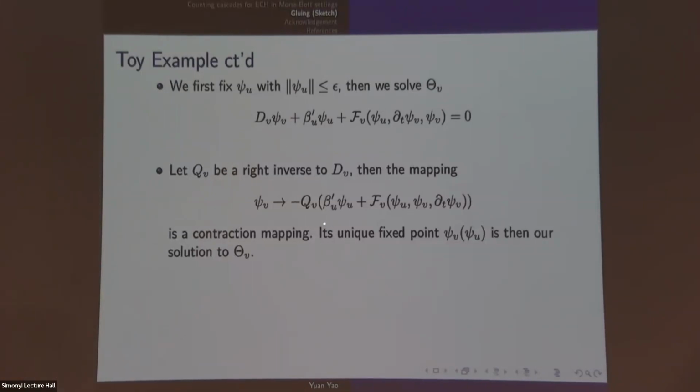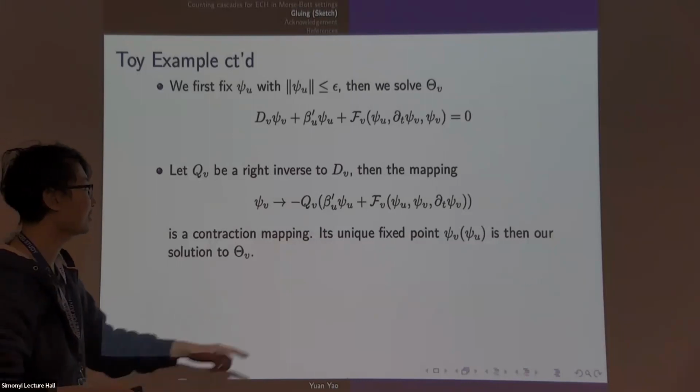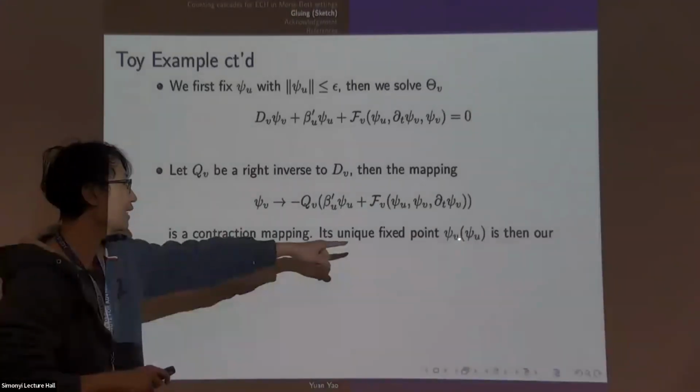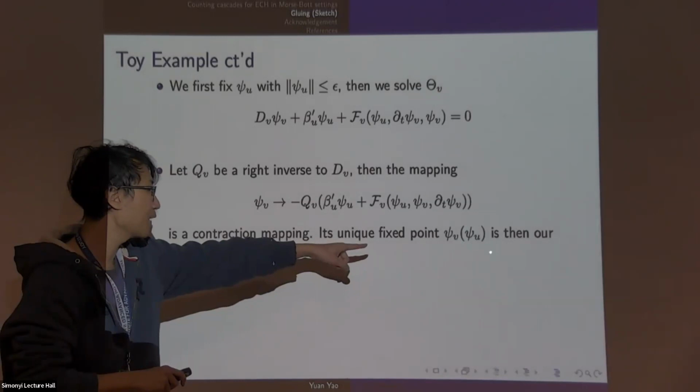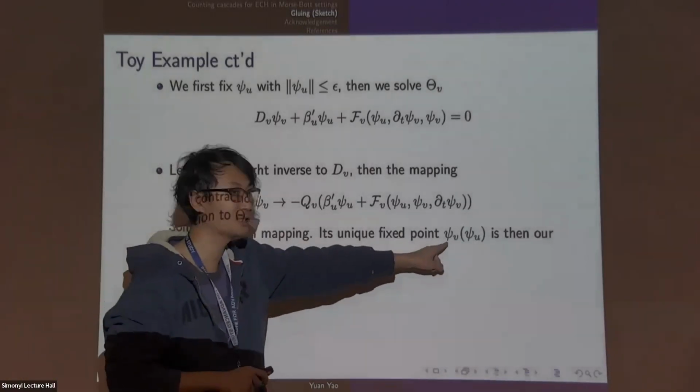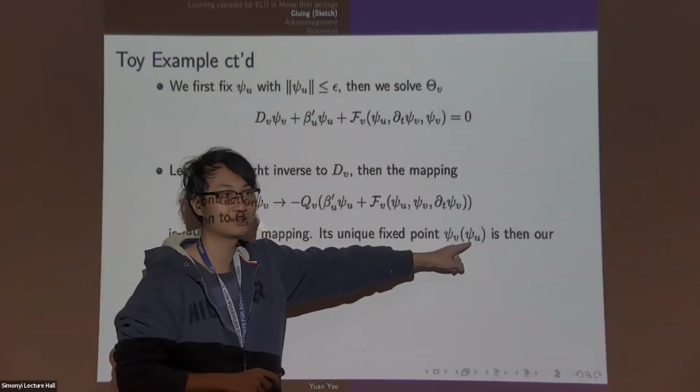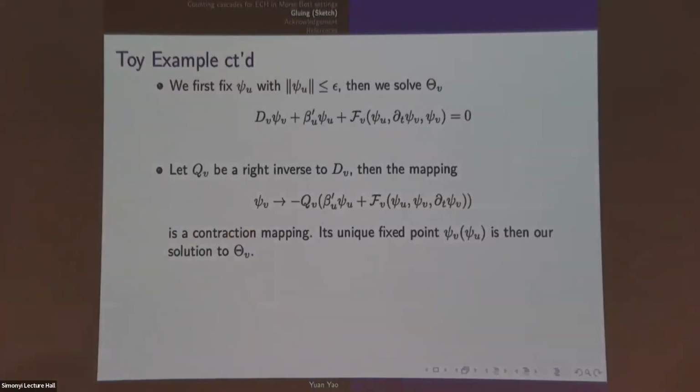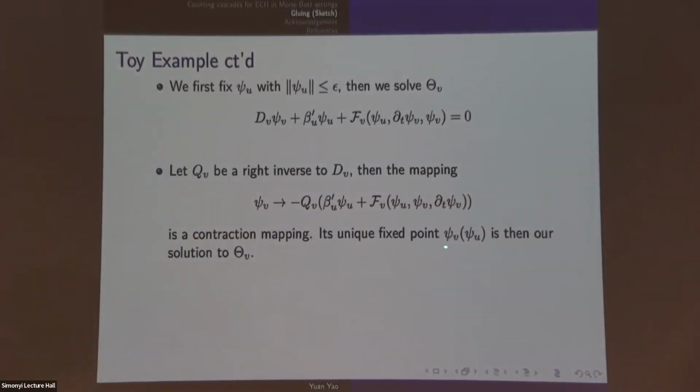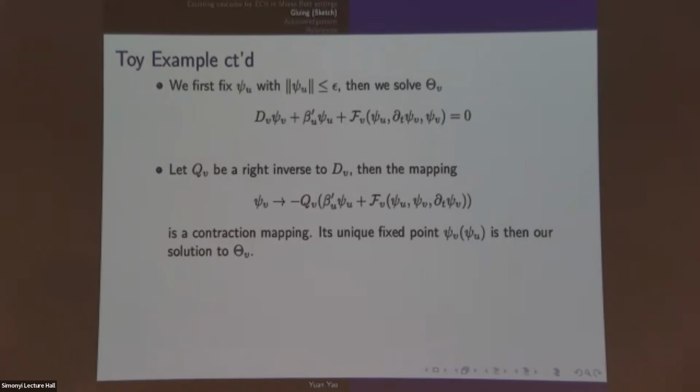And it's not so hard to show this map has a fixed point, essentially because this part is quadratic and this coefficient beta prime is very small. So this map is a contraction mapping and therefore has a unique fixed point, which I call psi of v, bracket psi of u, because this fixed point depends on the psi of u I fixed. Does that make sense?